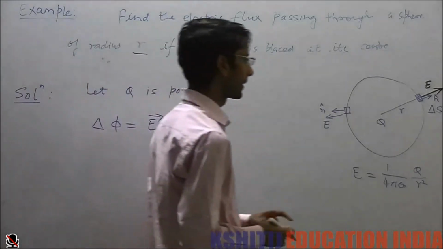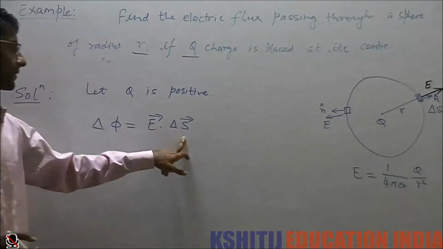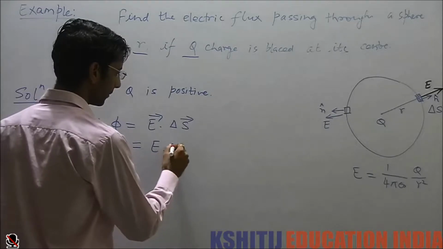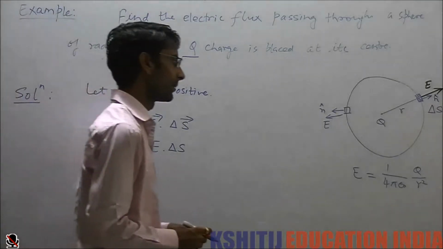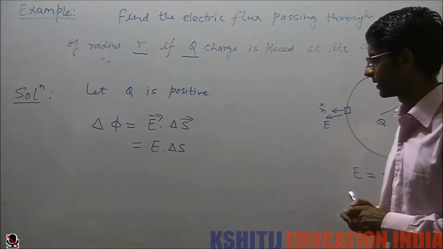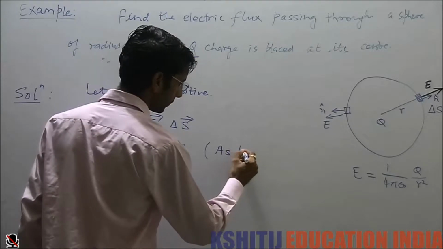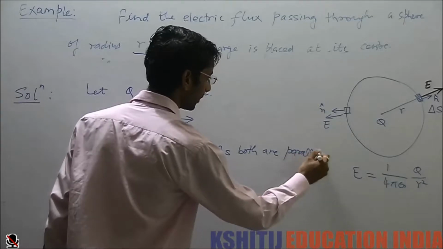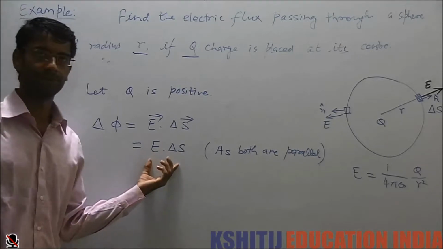Since they are at 0 angle in between, or let's say both the vectors are parallel to each other, we can write them simply as E into delta S. I'm just writing this in magnitude terms because cos of theta, or cos of 0, will become 1. I'm able to write this because both are parallel. Using this condition, we can just multiply their magnitudes.